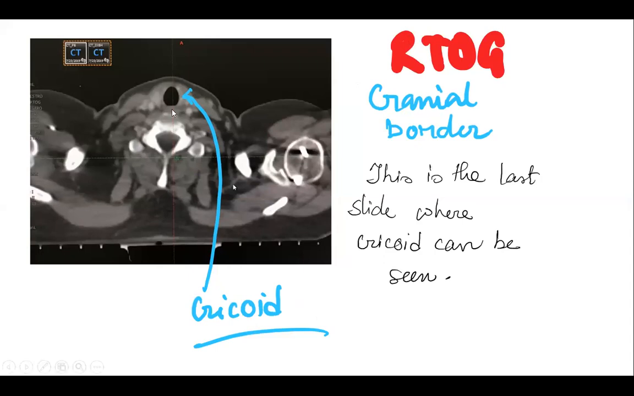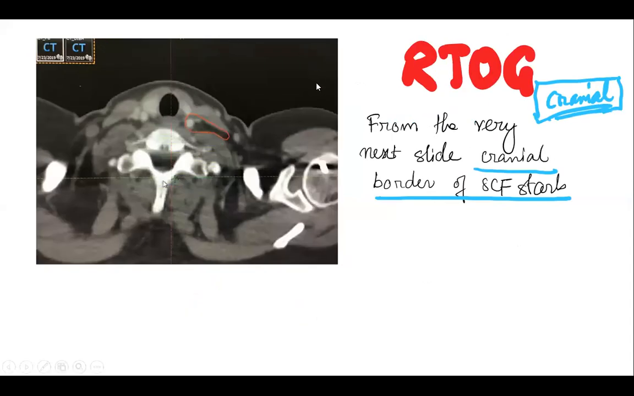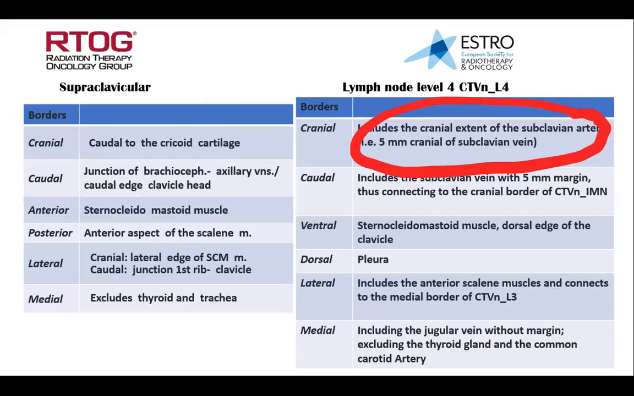So the very next slide will be our cranial border for the RTOG. This slide, which is just caudal to the cricoid cartilage, is our cranial border for the RTOG supraclavicular lymph node station. Whereas ESTRO includes the cranial extent of the subclavian artery. That is, it can be 5 mm from the subclavian vein as well.